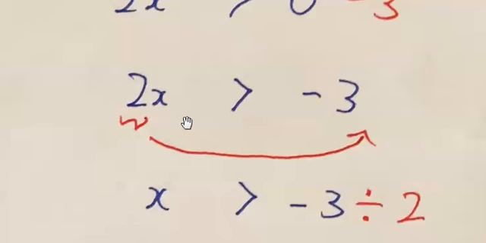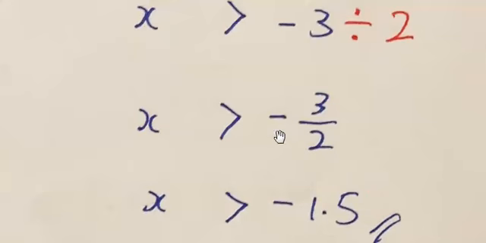2x greater than negative 3. So now I want to isolate x and I want to shift the number 2 over to the right hand side. 2x is equals to 2 times x. So when you want to shift 2 over to the right hand side, times will become a divide. So in the end we get x greater than negative 3 divided by 2. And then when you work out the division, you get the same answer, x greater than negative 1.5.